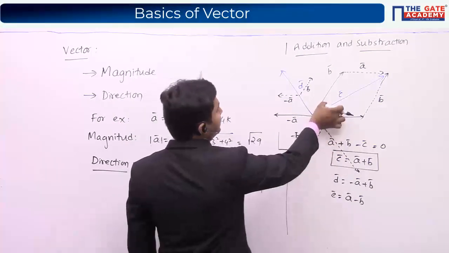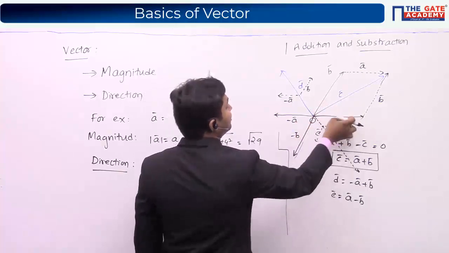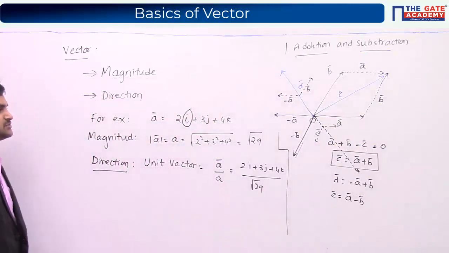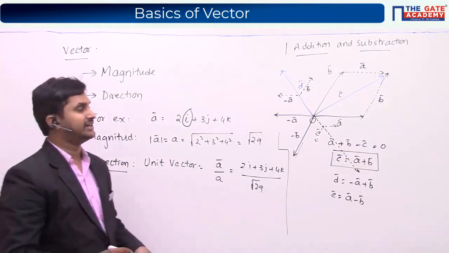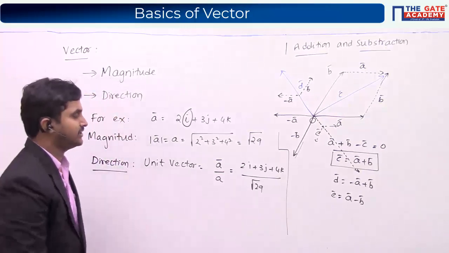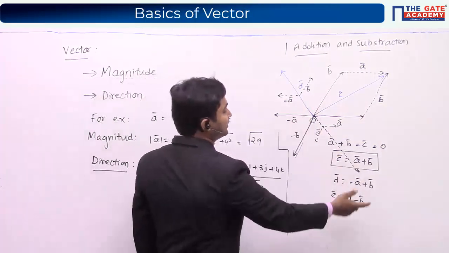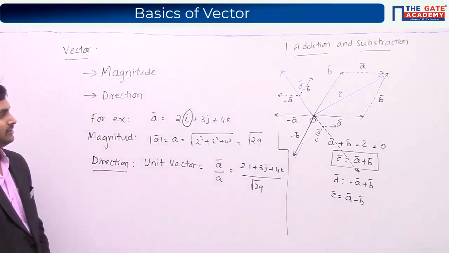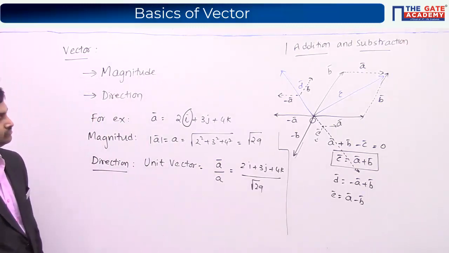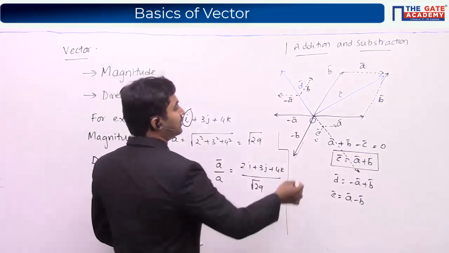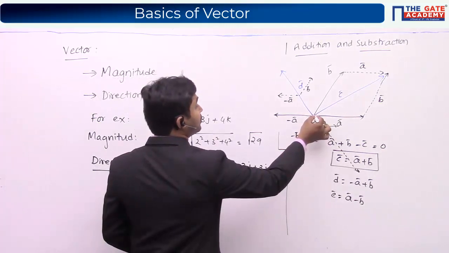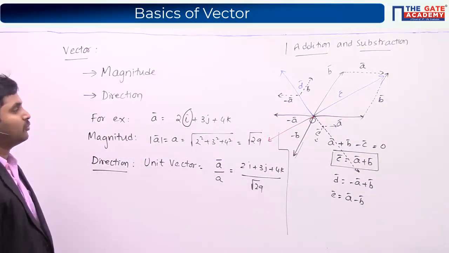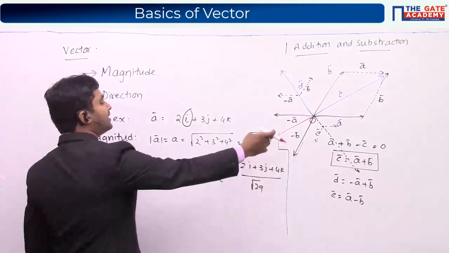So C bar is something that is formed by the addition of B bar and A bar. This particular concept is what we are calling vector addition. And if you are taking the opposite of a particular vector, this is also going to be called vector subtraction. You can also draw one more vector which is formed by the vector addition of minus A bar and minus B bar.